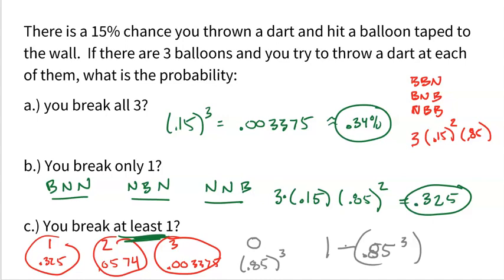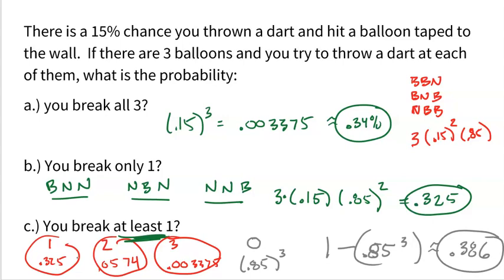I don't care how you get your answer, but if you're looking to get it done a little faster, say, all right, at least one is 1, 2, or 3. It does not mean 0. So let's find the probability that you break 0, 0.85 to the third. It's like 0.614. And then do 1 minus that answer, and you're left with 0.386. And again, this is approximations. I'm rounding 0.386. So that's the probability.